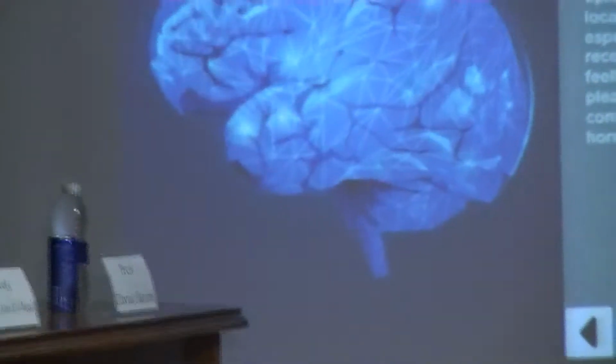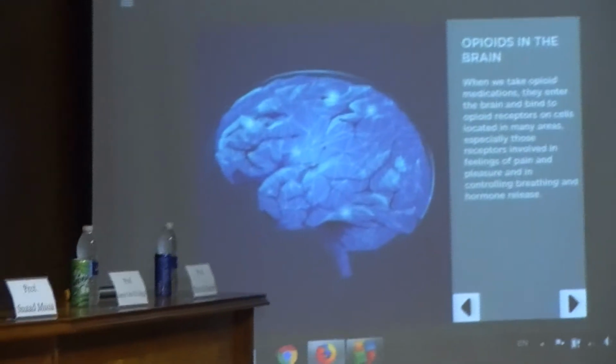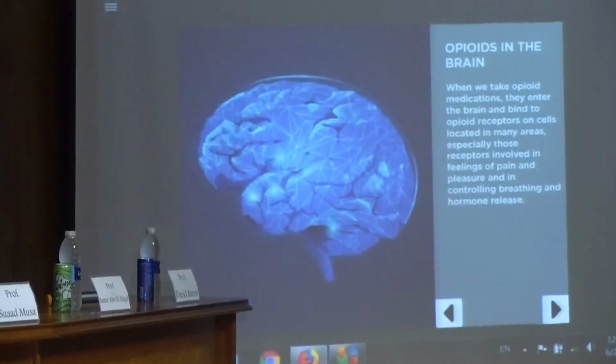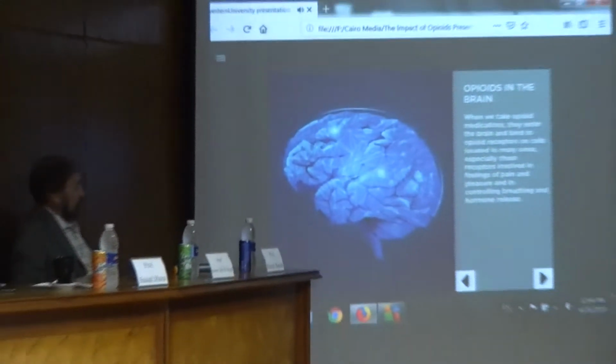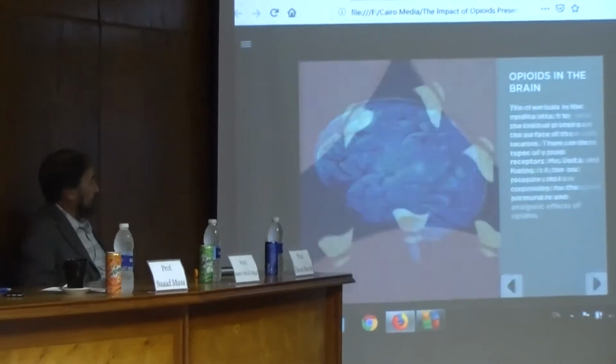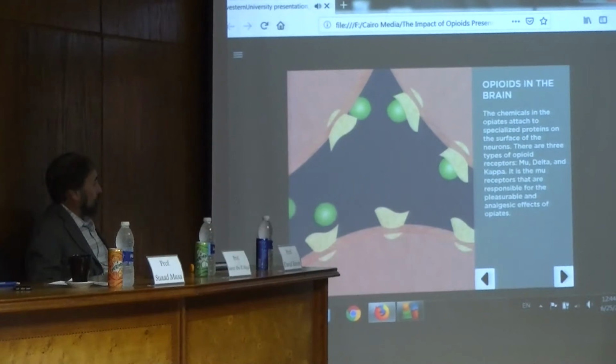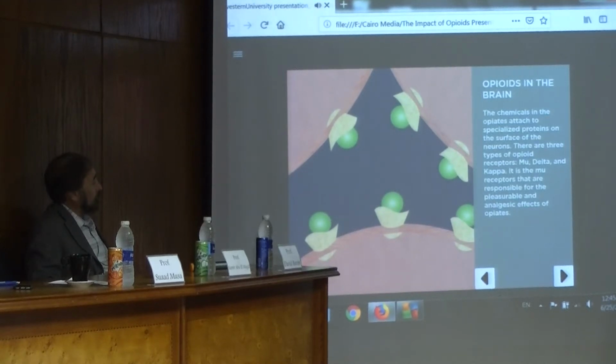When we take opioid medications, they enter the brain and bind to opioid receptors on cells located in many areas, especially those receptors involved in feelings of pain and pleasure and in controlling breathing and hormone release. The chemicals in the opiates attach to specialized proteins on the surface of the neurons. There are three types of opioid receptors: mu, delta, and kappa. It is the mu receptors that are responsible for the pleasurable and analgesic effects of opiates.